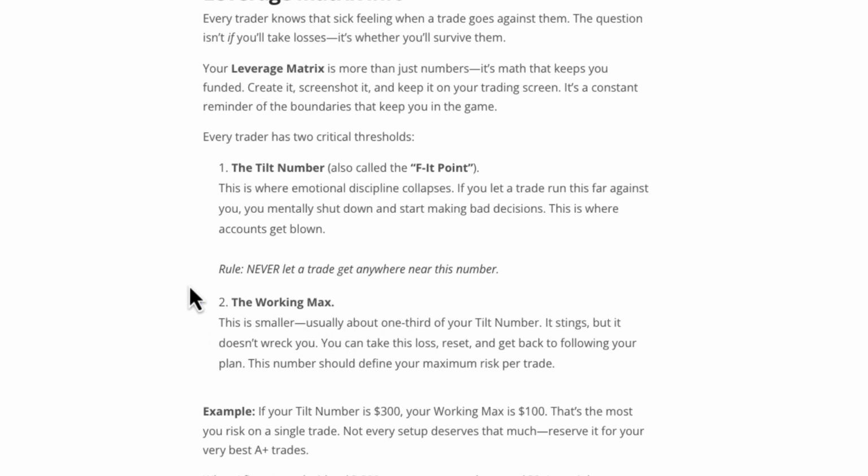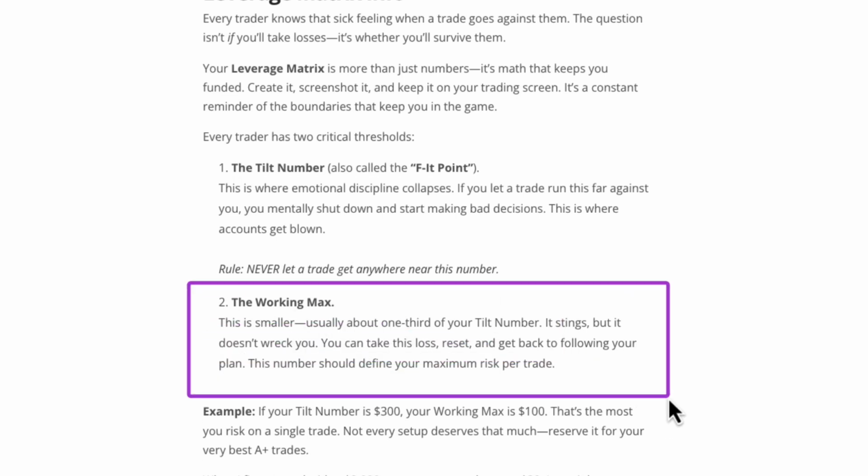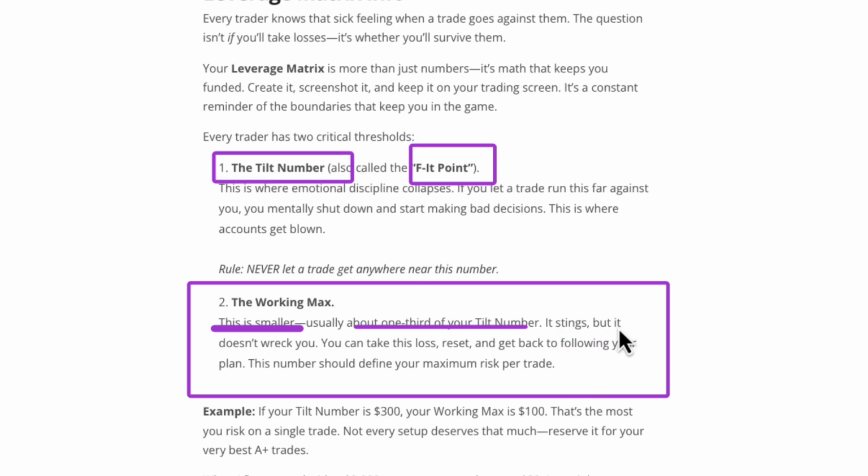So how do we use that effort number to help us? Well, we're going to have our working max number. This is a smaller number than the effort number, usually 1/3 of your tilt number. We'll talk about that in a minute. It stings, but it doesn't wreck you. It sucks, but oh well, I'll come back tomorrow. Me and the price action just aren't getting along today. I'm not seeing the charts as clearly as I should. I'm getting in early, my discipline isn't there, and my losses prove it to me.